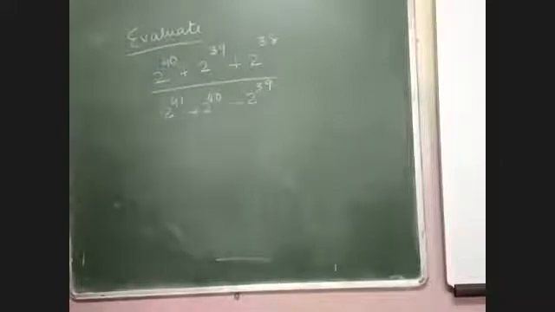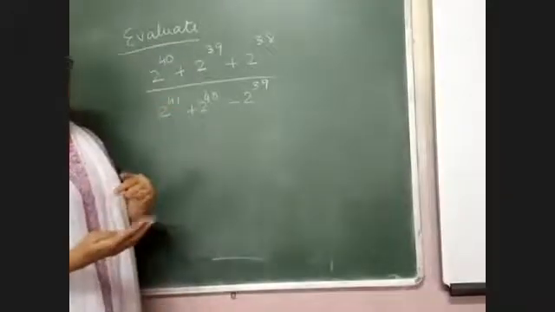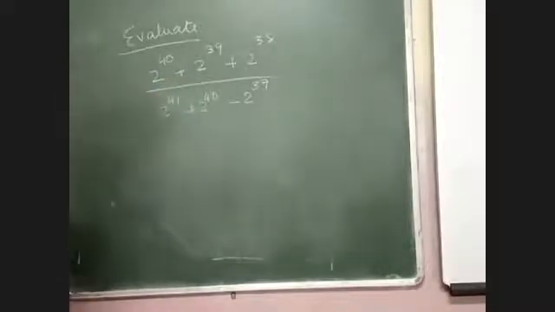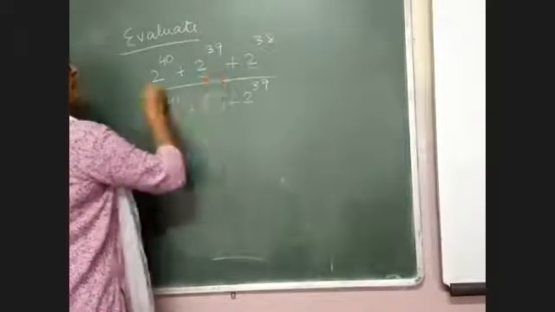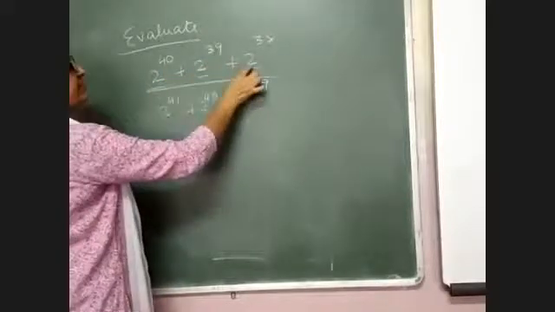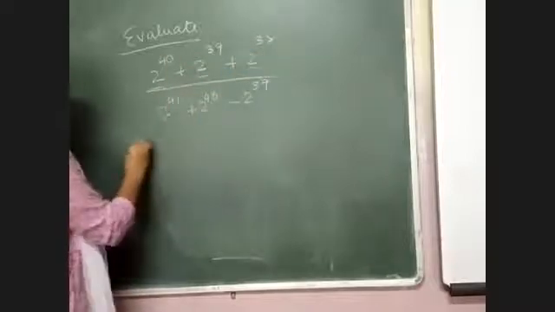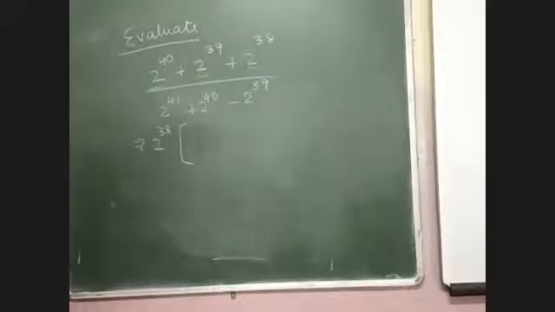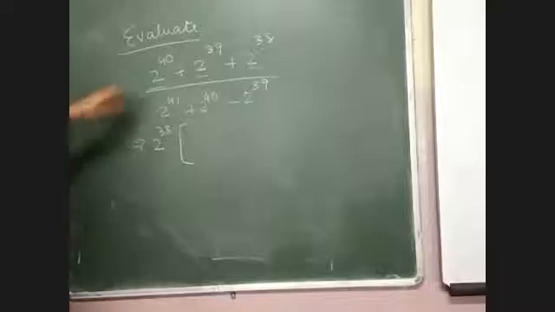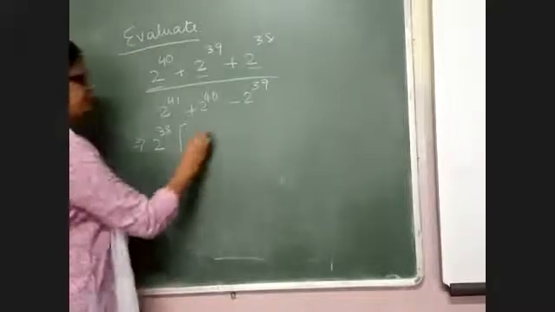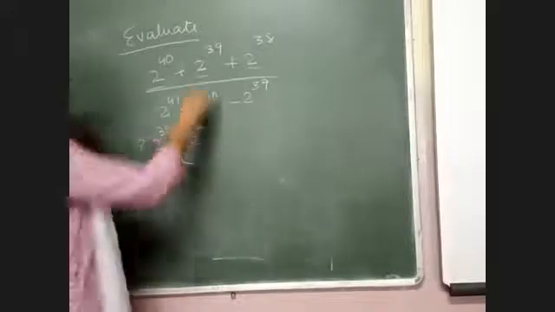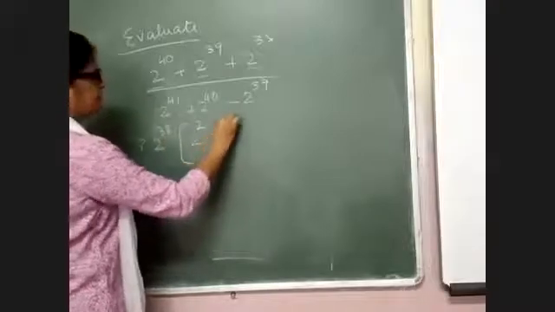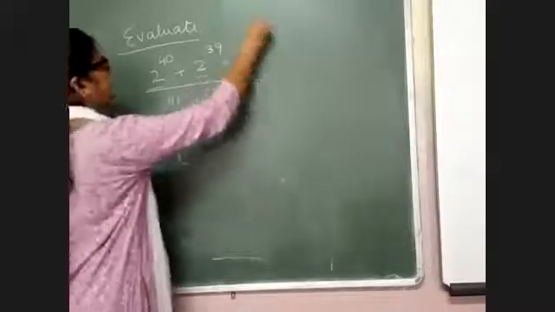We will not write 2 forty times. We can't solve this type of question that way. So how can we solve it? In the numerator we have 2 raised to the power 40, 2 raised to the power 39, and 2 raised to the power 38. We take 2 raised to the power 38 common. So 40 minus 38 leaves 2 raised to the power 2, 39 minus 38 leaves 2 raised to the power 1, and 1 is left for the last term.